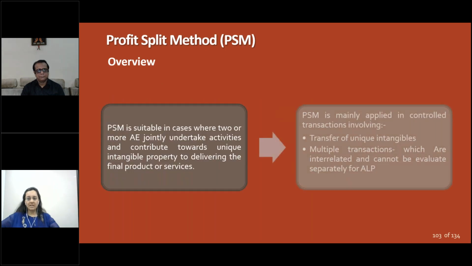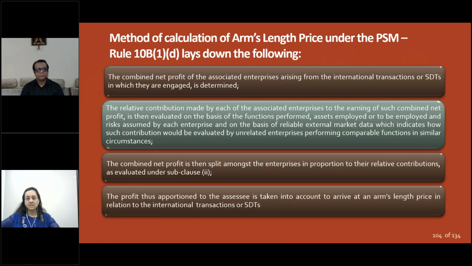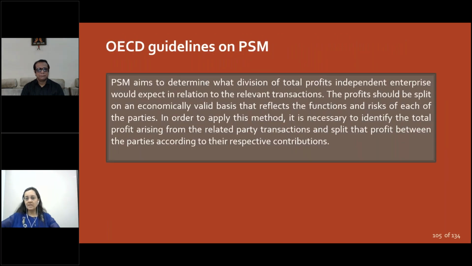In my slides, I've explained exactly this. For the transfer of unique intangibles, I have given the rule that's there in the rules. I have said what the OECD has to say about it: that profits should be split on an economically valid basis that reflects the functions and risks of each of the parties. Now, it's very difficult to say what is an economically valid basis. And then it says it's necessary to identify the total profit arising and split that profit between the parties according to their respective contribution. Again, how to determine the respective contribution is very, very difficult.